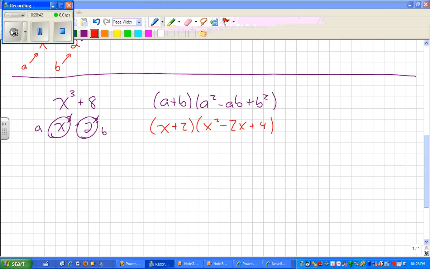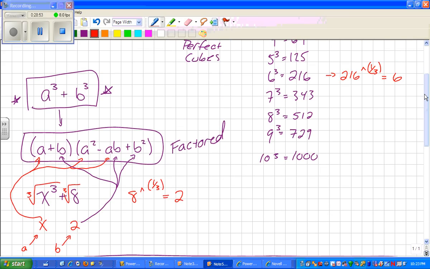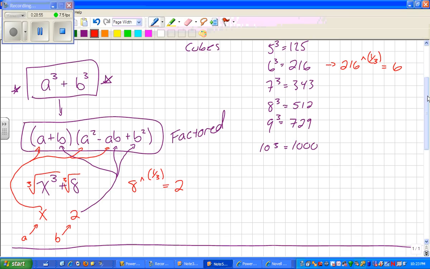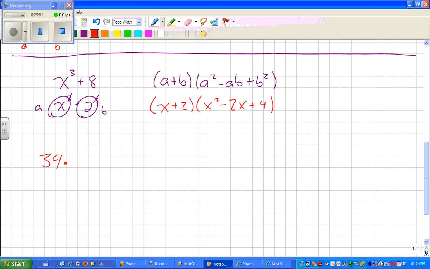Okay, so let's try another sum of 2 cubes. Let me scroll up here, figure out what I want to actually use. Okay, 343 y to the third plus 216 x to the third. So in this case, we notice that 343 and 216 are both perfect cubes.